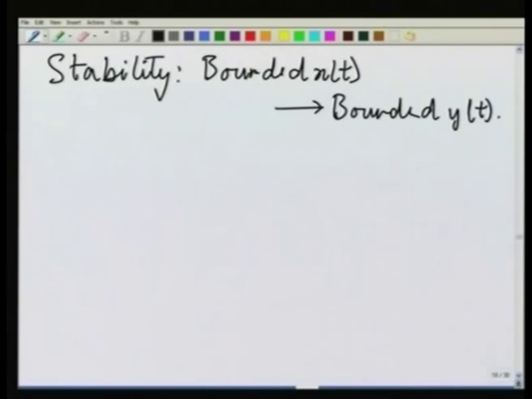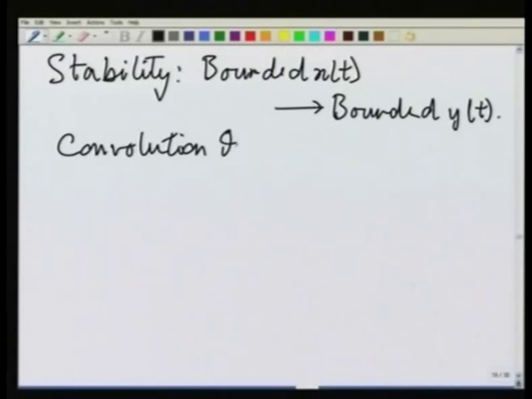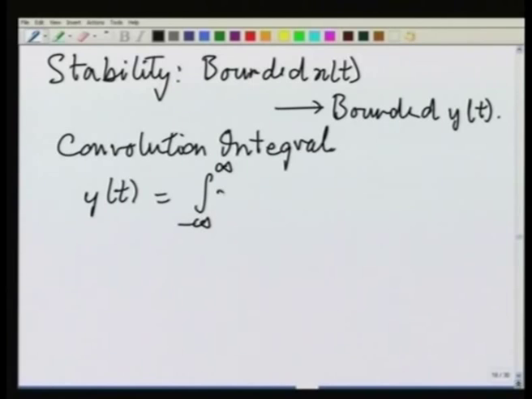So, let us see where this takes us. We again go back to our expression for the output in terms of the impulse response, that is the convolution integral. y(t) equals the integral over all time of x(tau), a different variable, h(t minus tau) d tau. This is what we have.